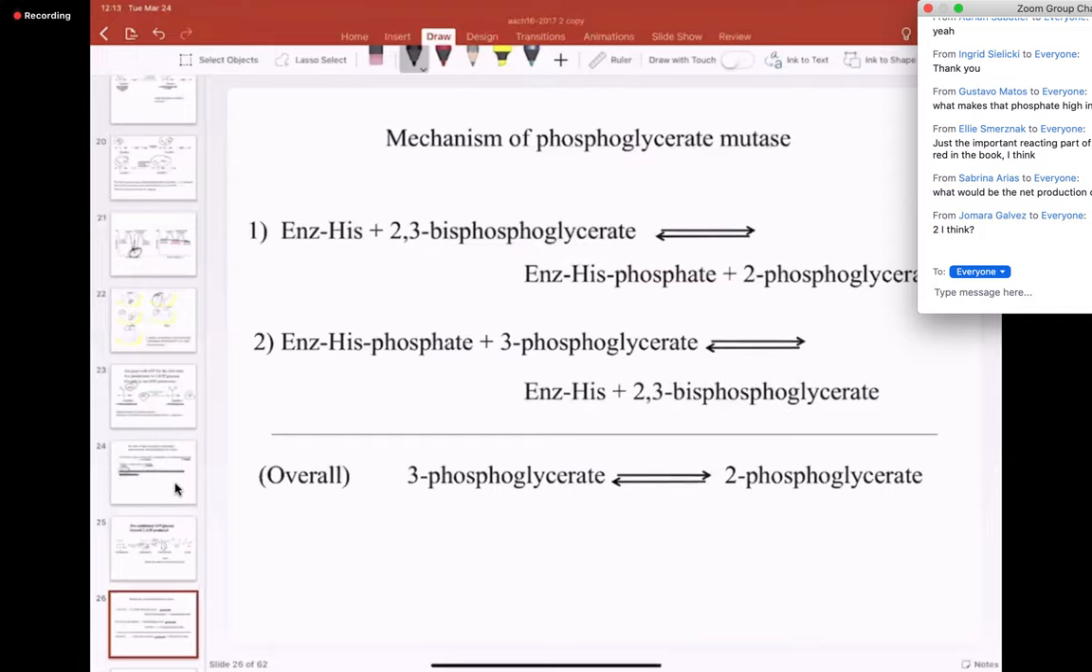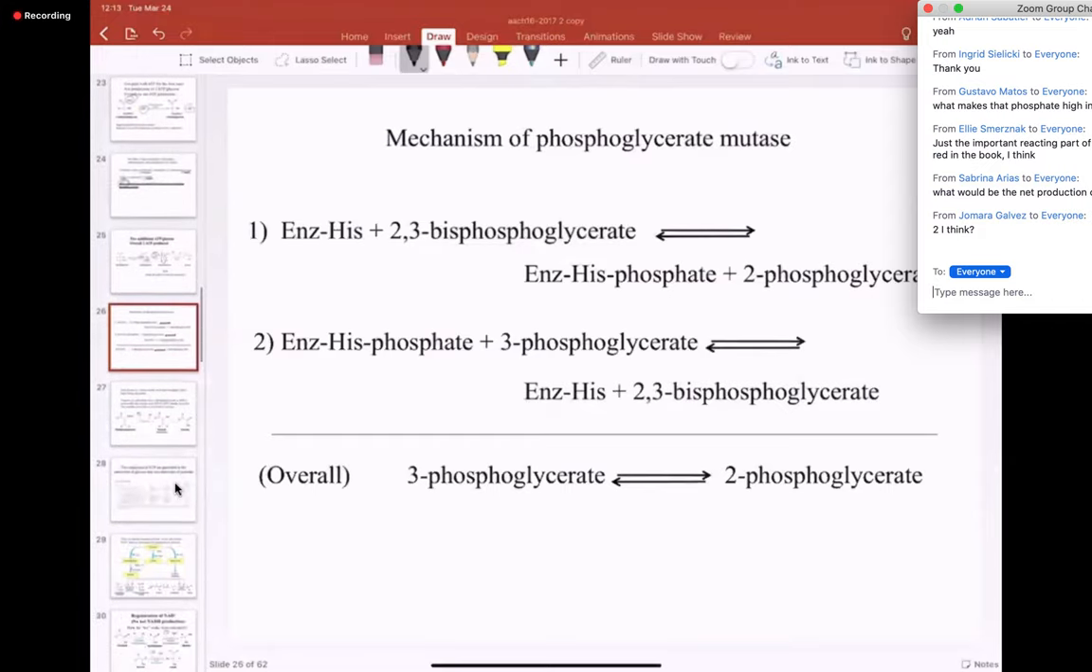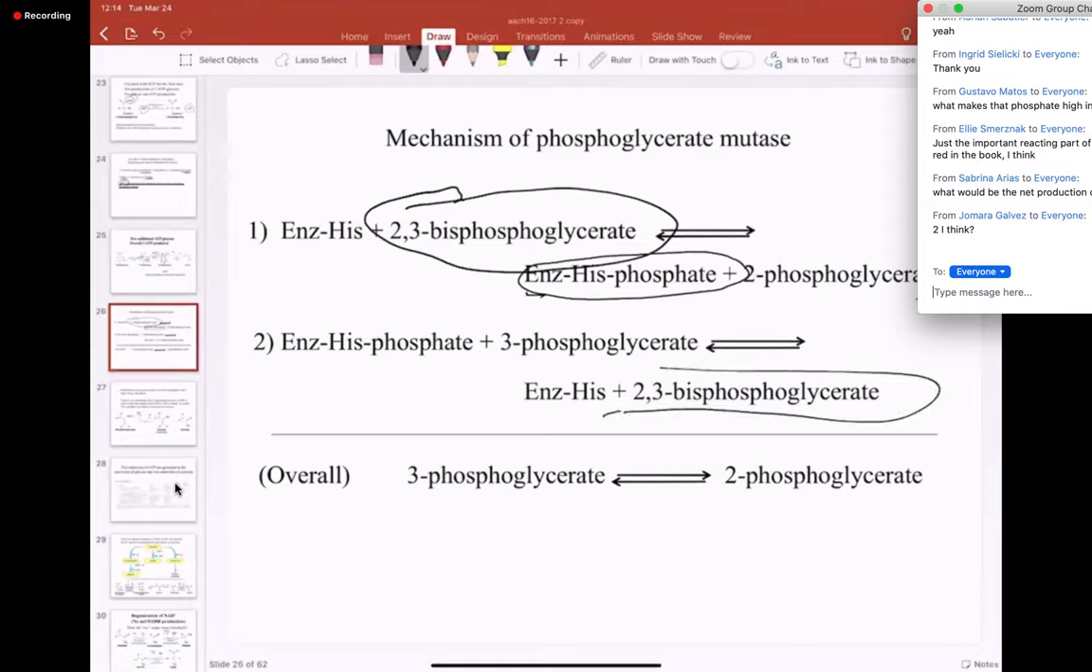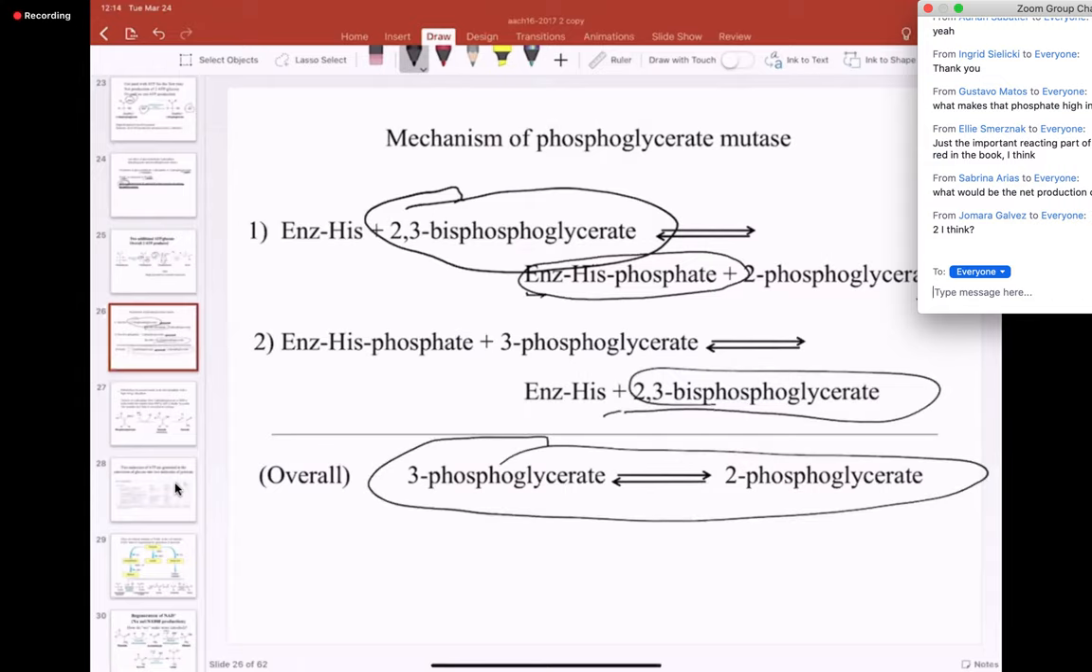The mechanism of phosphoglycerate mutase is shown here. In this particular case, you have 2,3-bisphosphoglycerate as a cofactor. And so 2,3-bisphosphoglycerate, which you've seen before, is used as a cofactor. And so this here interacts with the enzyme. It makes a phosphate enzyme intermediate and 2-phosphoglycerate. You then bind 3-phosphoglycerate to the enzyme, and you remake the 2,3-bisphosphoglycerate. So overall, you summarize 3-phosphoglycerate to 2-phosphoglycerate.